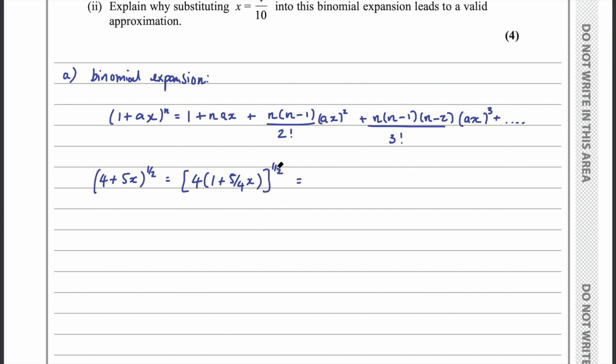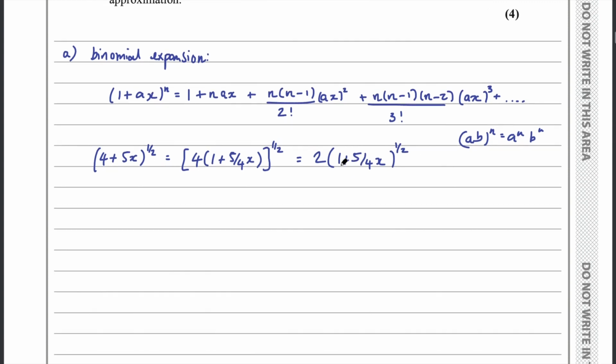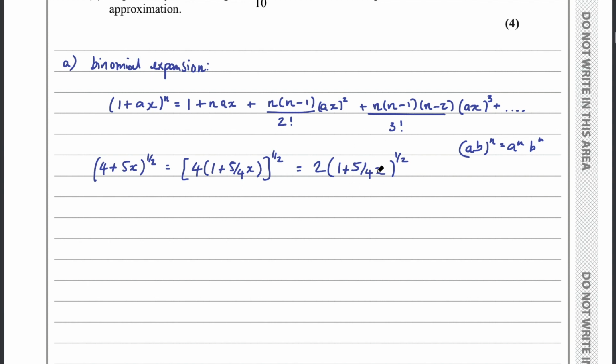And then distribute that power to both terms in those brackets. So because we know that ab to the power of n equals a to the n, b to the n. So using that fact, we'll do 4 to the power of a half, which is the square root of 4, which is 2, multiplied by 1 plus 5 on 4x. And those brackets are raised to the power of 1/2. That's what we end up with here. And in these brackets now, we've got this 1 plus ax. And we can perform the binomial expansion on that part of this expression. So we can ignore that 2 for a minute. We'll have to expand it out through all of the terms afterwards, but for now we'll just focus on these brackets.